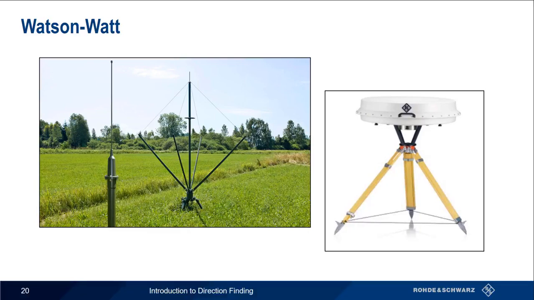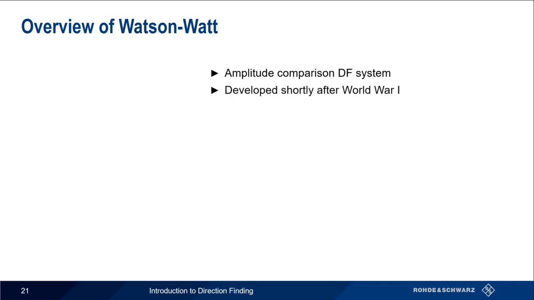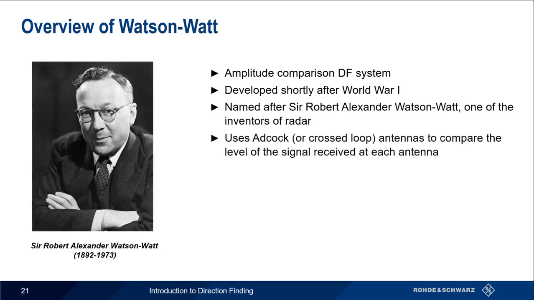The next methodology we'll be looking at is something called Watson-Watt, which is an amplitude-based DF system. More precisely, Watson-Watt is an amplitude comparison system. It's one of the older DF methodologies, having been developed shortly after the First World War. The methodology is named after its creator, Sir Robert Alexander Watson-Watt, who was one of the pioneers in the field of radar. The Watson-Watt direction-finding methodology requires the use of a special type of antenna, either an Adcock antenna or a cross-loop antenna. More on this shortly.